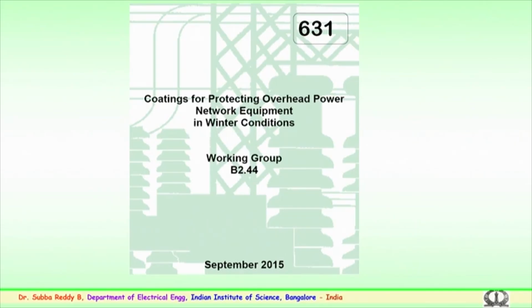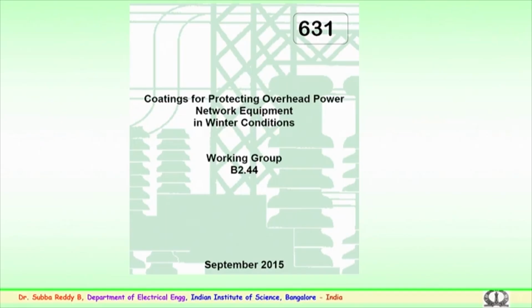And in particular, the coatings gain importance during the winter conditions, as in winter conditions the insulators become wet because of the fog, rain, mist or snow conditions, and this contamination which happens in winter will have to be addressed.